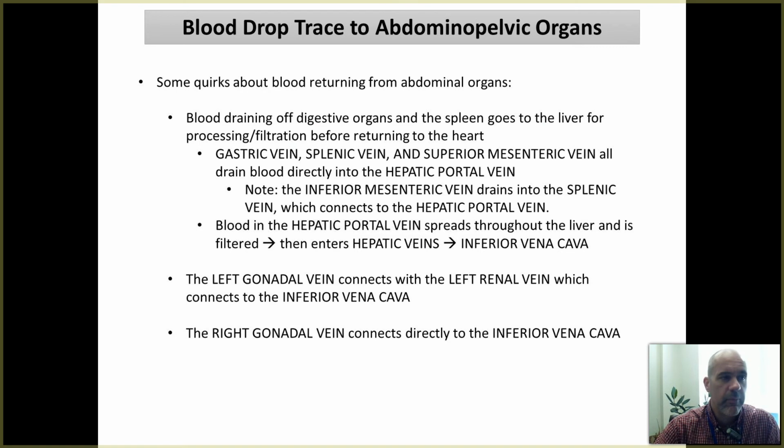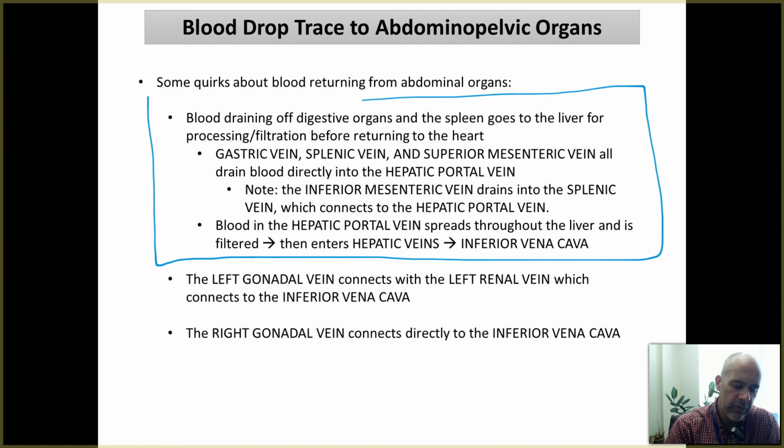All right, now in terms of blood that is returning back to the heart through the venous system, we have some quirks that we have to learn about blood returning from the abdominal organs. The biggie is this one right in here. Okay, so blood that is draining off of your digestive organs and the spleen actually goes to the liver for processing and filtration before returning to the heart. That's important to keep in mind.